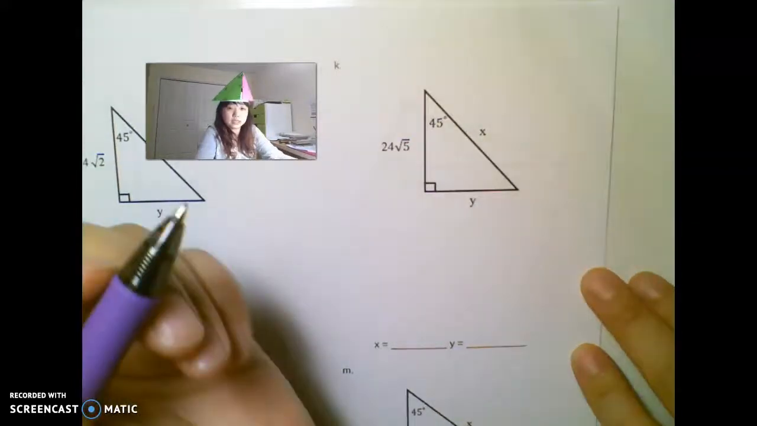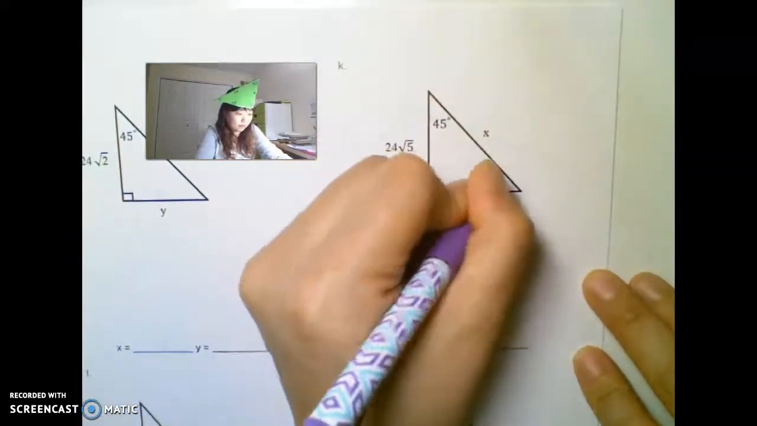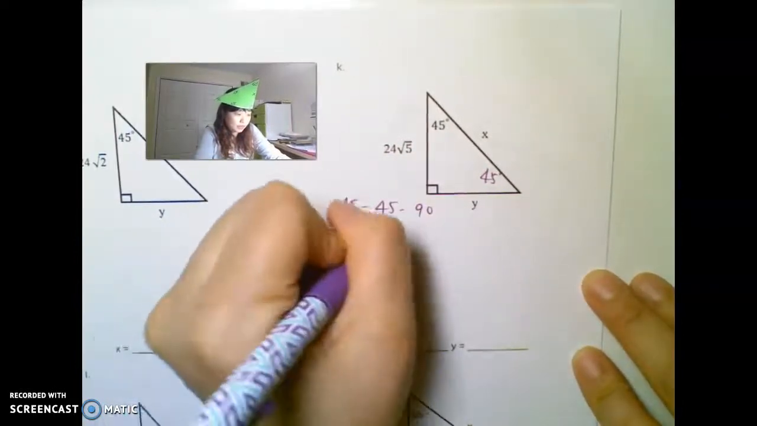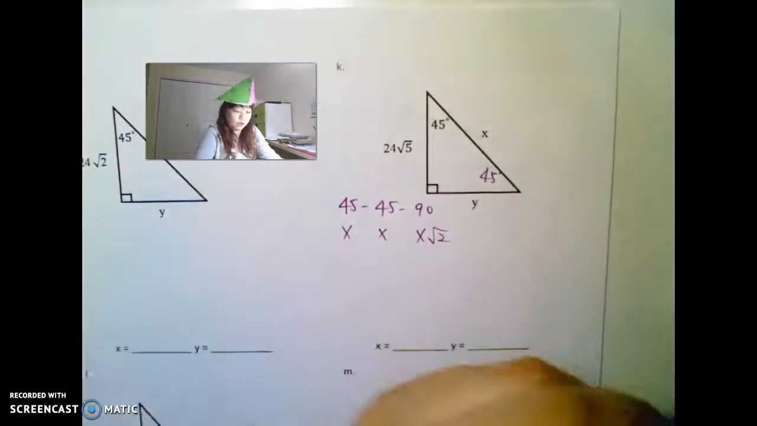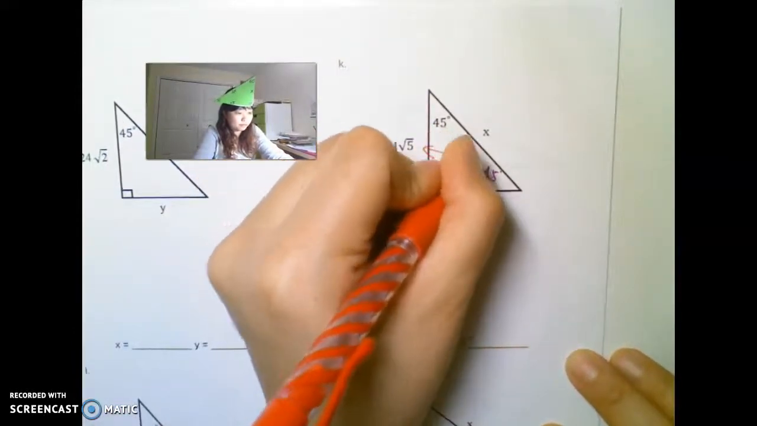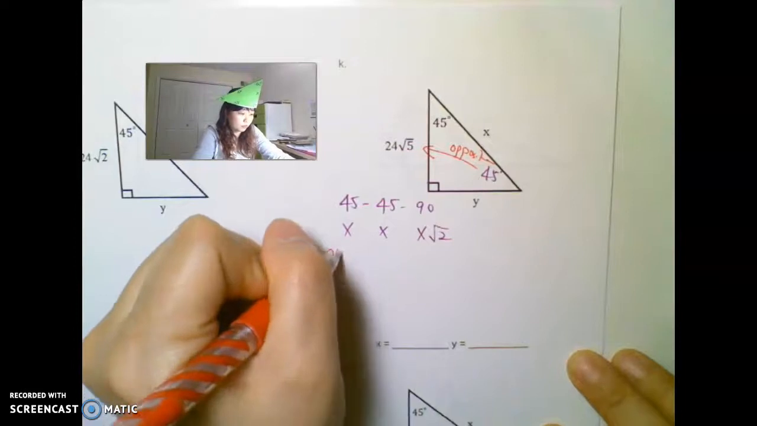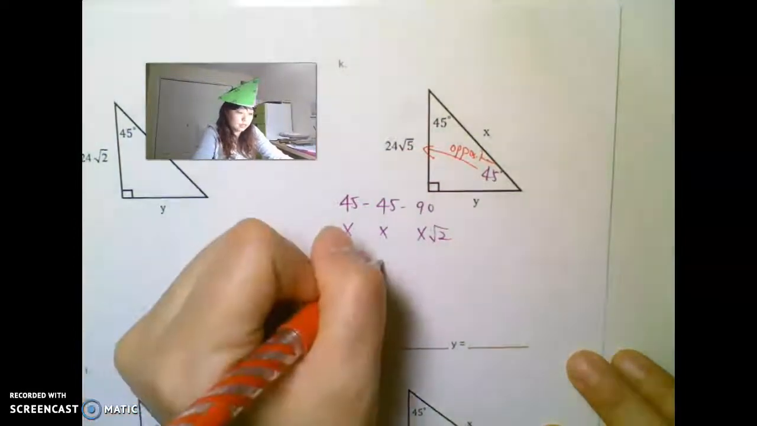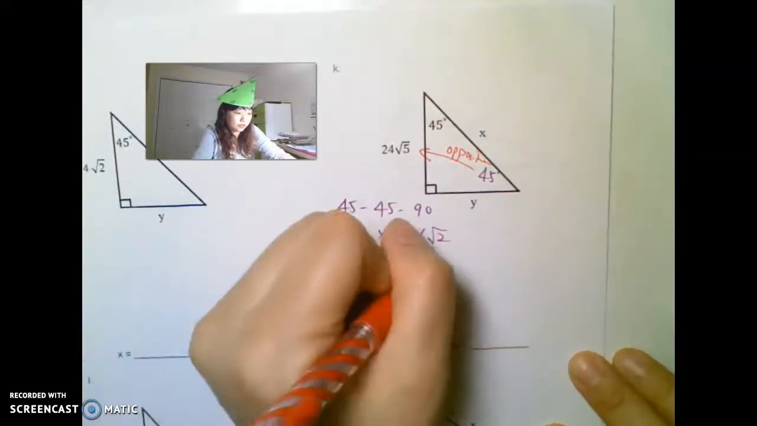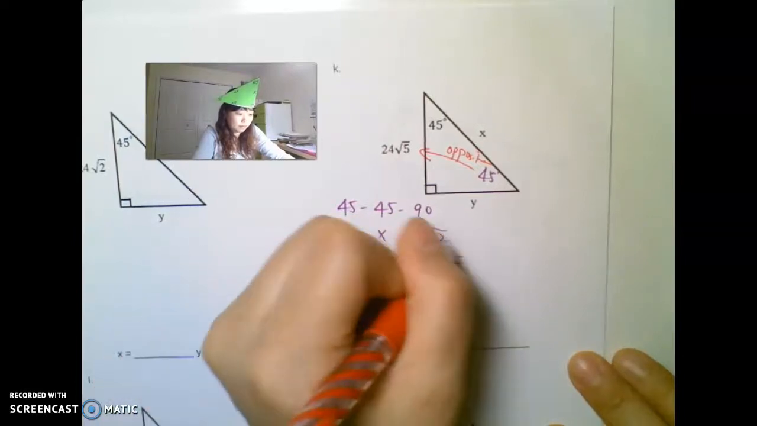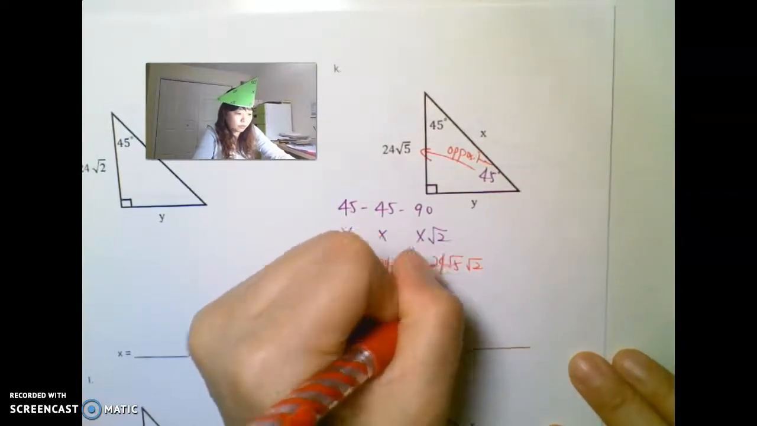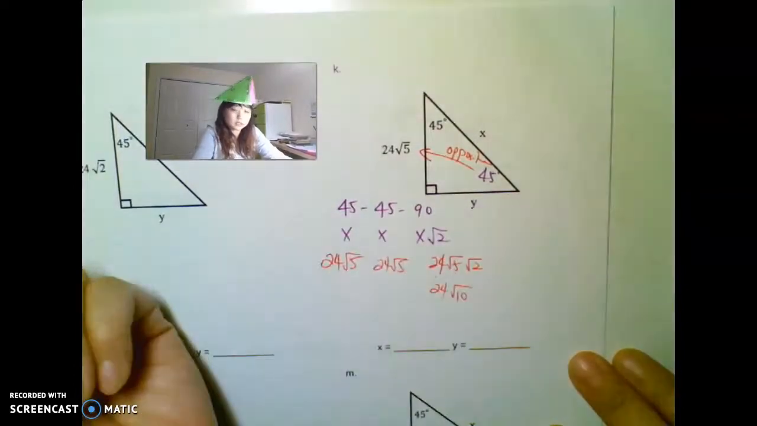So page 8, I have K. So we have 45, 45, 90. So 45, 45, 90, that is x, x, x root 2. What have they given us? They gave us opposite of 45. So that is 24 root 5. That's the x. So obviously the other side is the same thing. Now the opposite of 90 would be 24 root 5 times square root of 2. Outside number with outside, 24. Inside with inside, so just 10.